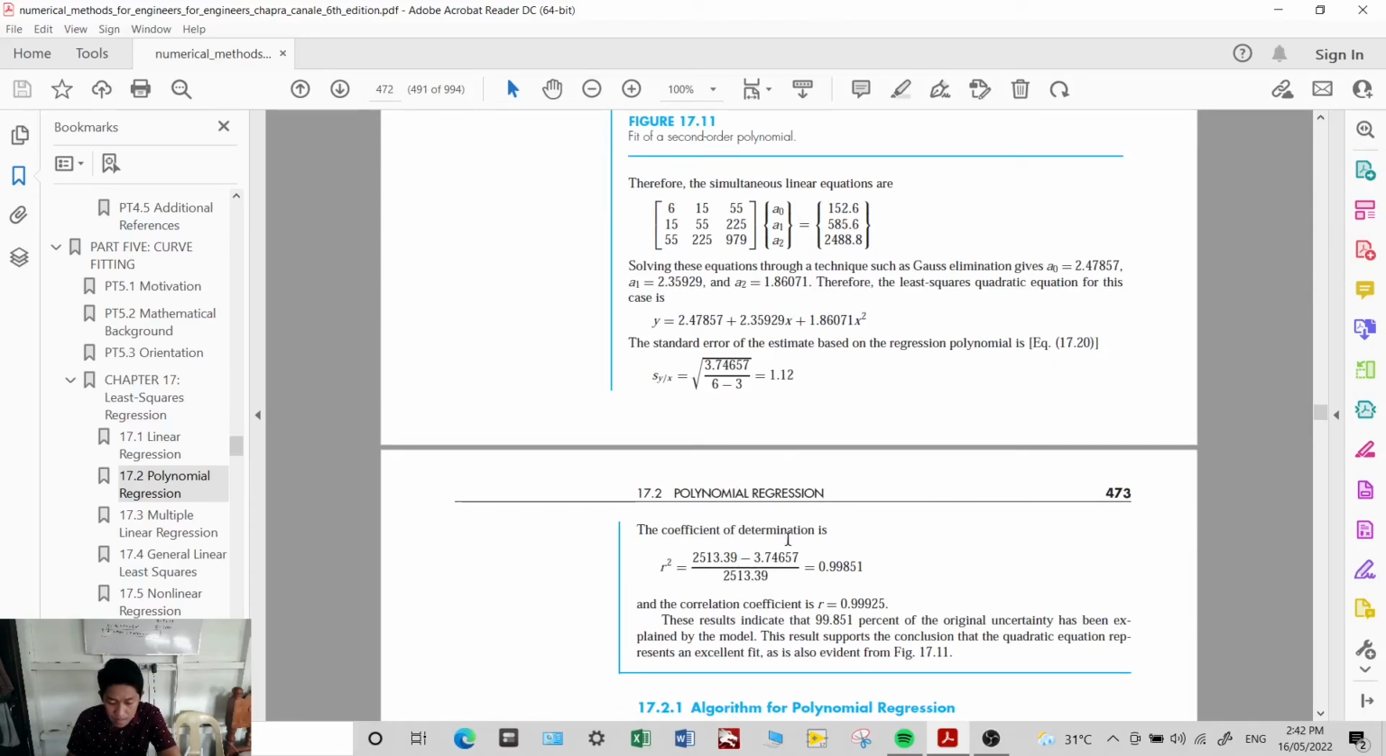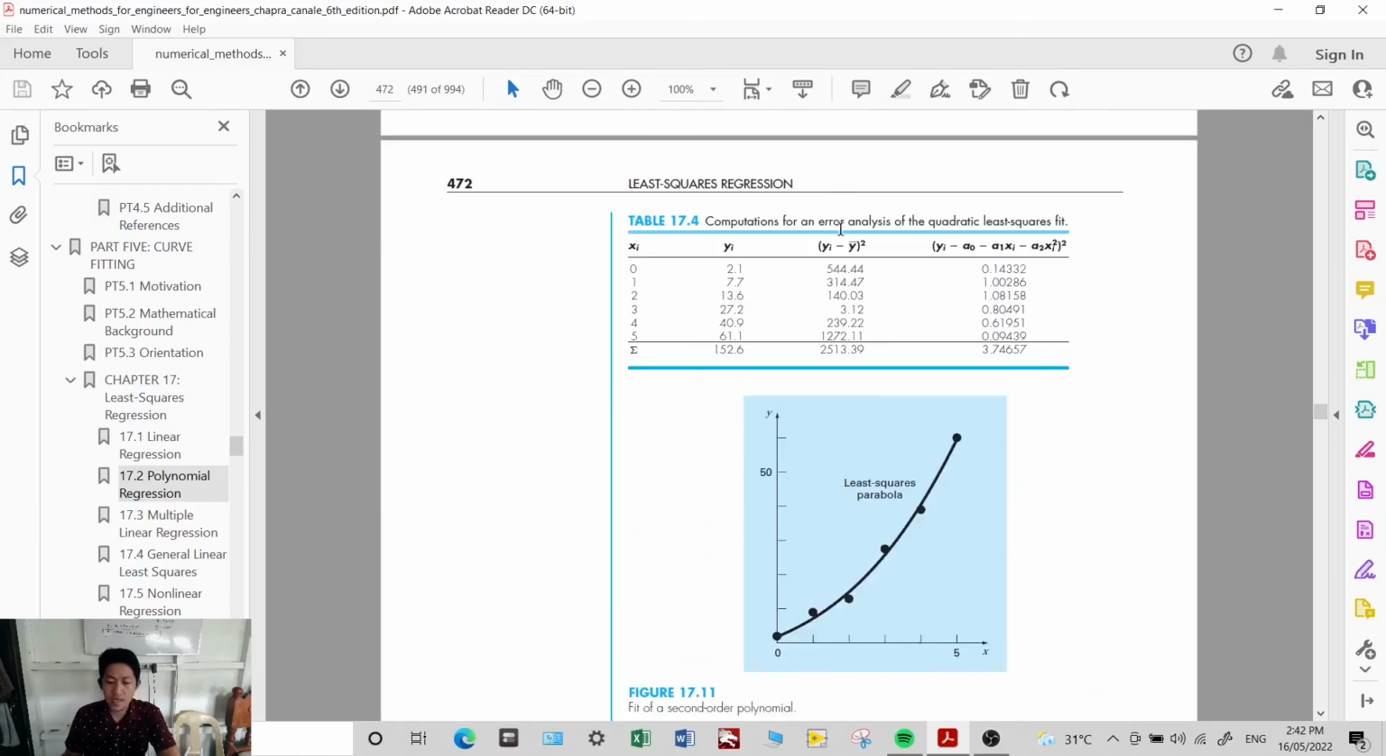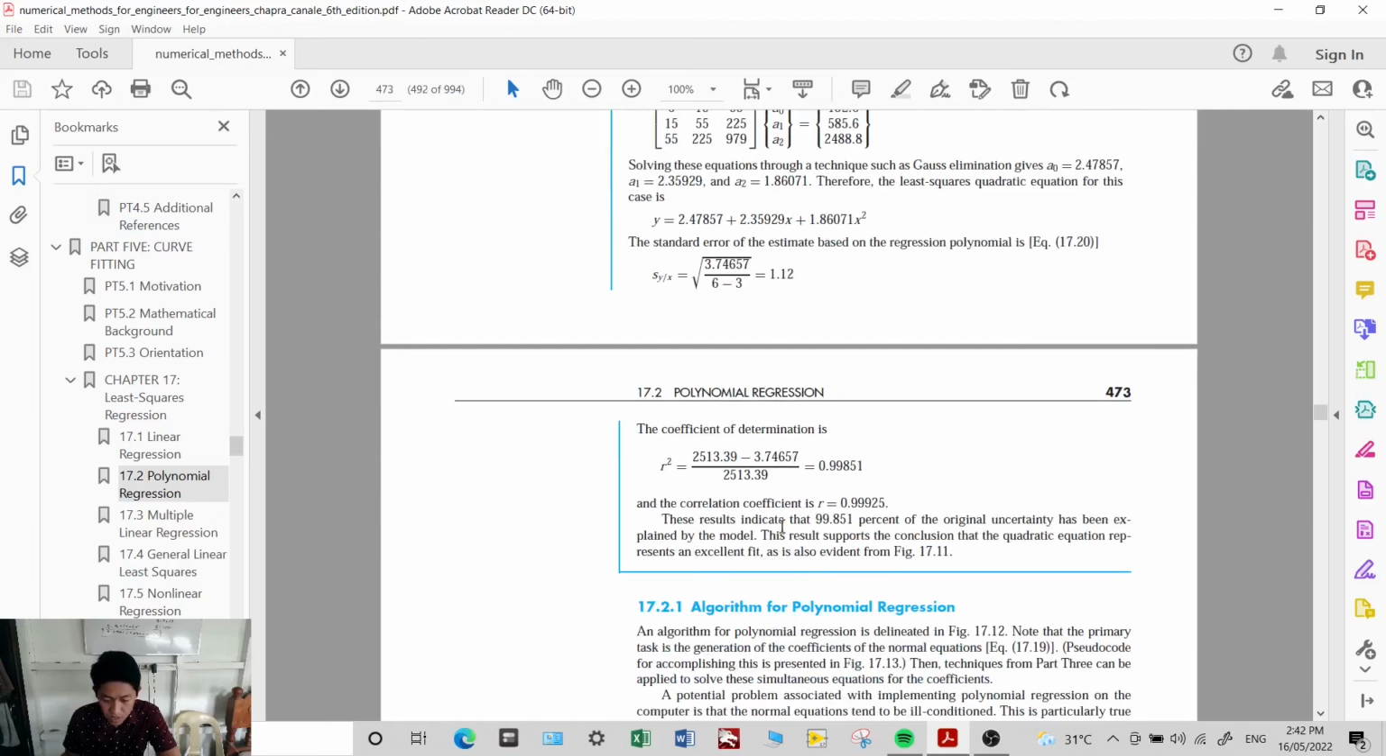Now, if you want to get the coefficient of determination, the equation is, again, r squared is just St minus Sr over St, wherein St is the difference between the value and the mean. Okay? Which is 0.99851, or the correlation coefficient is 0.99925. So these results indicate that 99.851% of the original uncertainty has been explained by the model. So these results support the conclusion that the quadratic equation represents an excellent fit. Okay, so the value of r squared, or the coefficient of determination, is very close to 1. So it denotes a very good, excellent fit.